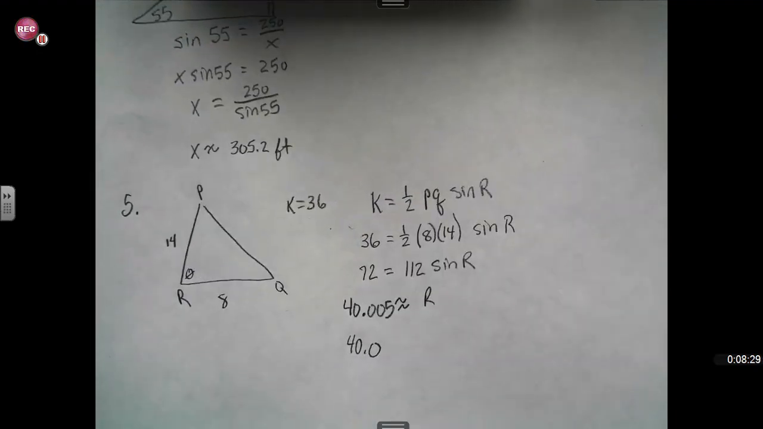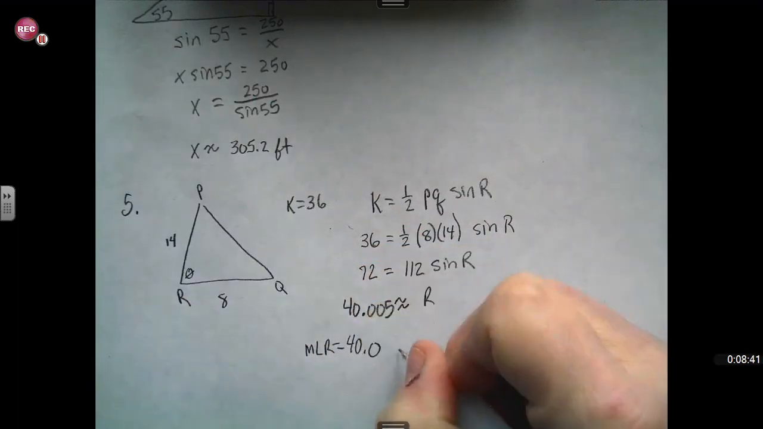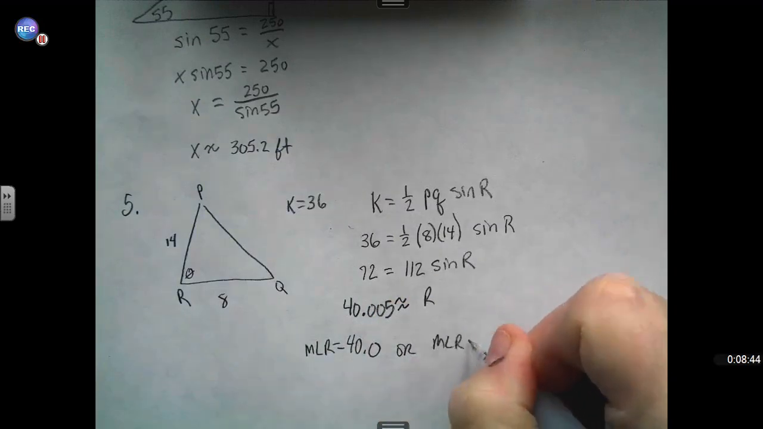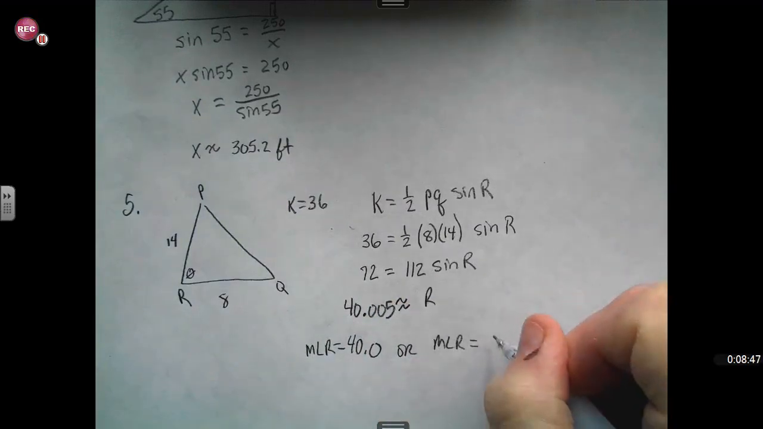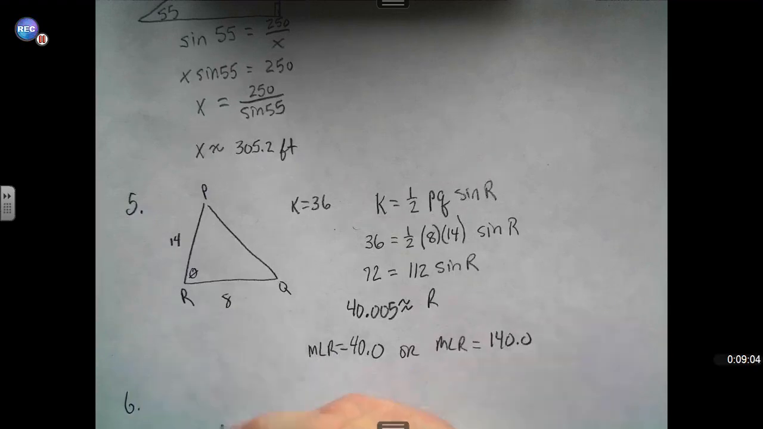That's an acute triangle, and we could have a similar triangle, but the obtuse version would also work. So the measure of angle R is 40.0, or the measure of angle R is 180 minus that, which would be 140.0. Okay. Both possibilities have to be there. Number 6. Again, we have triangle ABC.